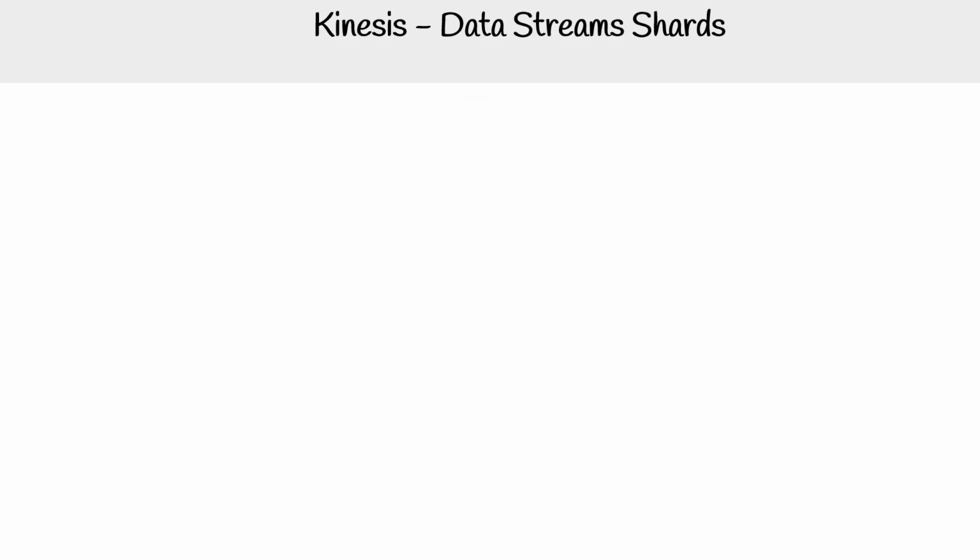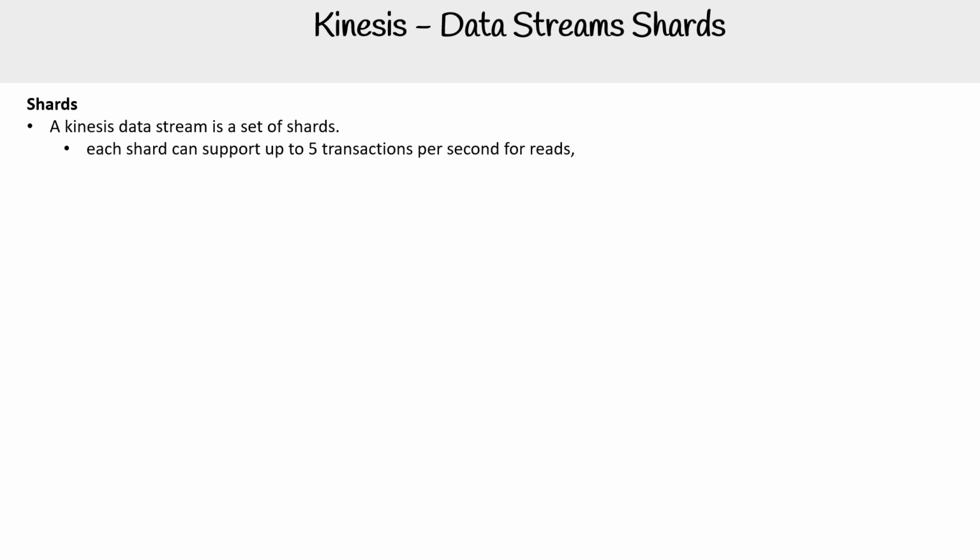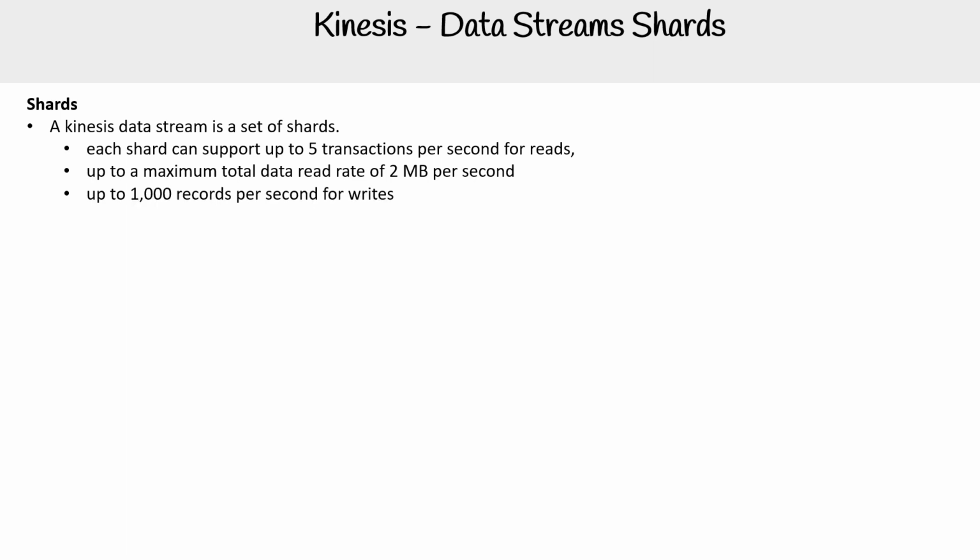Let's talk about shards, and this is all for provisioning. Obviously, this is not important for the on-demand stuff. But for shards, a Kinesis data stream is a set of shards. Each shard can support up to 5 transactions per second for reads, up to a maximum total data read rate of 2 megabytes per second, and up to 1,000 records per second for writes, up to a maximum total data write rate of 1 megabyte per second, including the partition key.